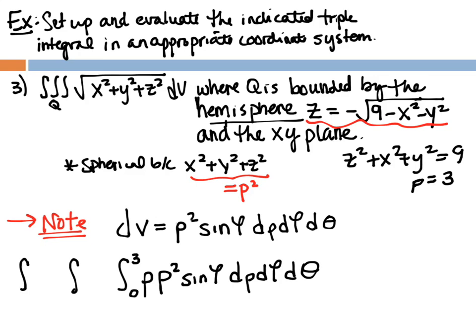Let's just go ahead in order. Let's do the limits of integration on phi next. So do you remember how phi is measured? It's from the positive z-axis down, right? But this is the hemisphere occurring where? Where does this hemisphere occur? It's bounded by the xy plane. So is it above the xy plane or below the xy plane? Below. Why is it below the xy plane? Yeah, that negative in front of the square root right there tells us that we are below the xy plane.